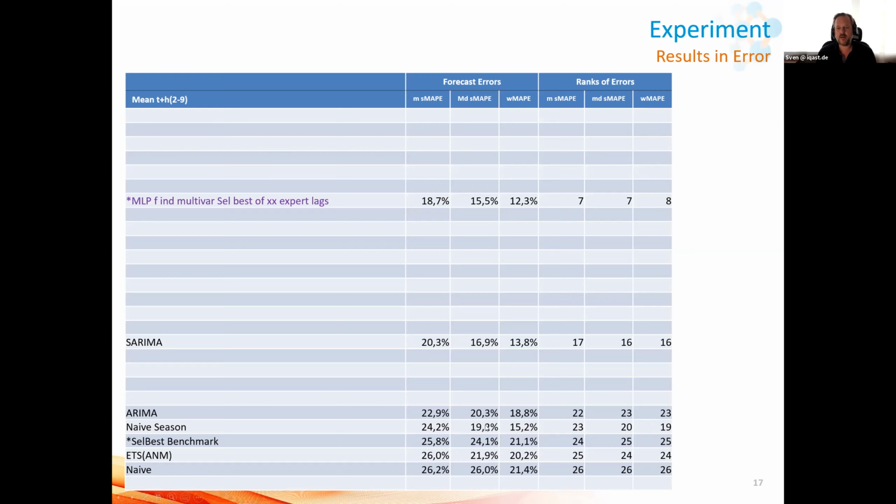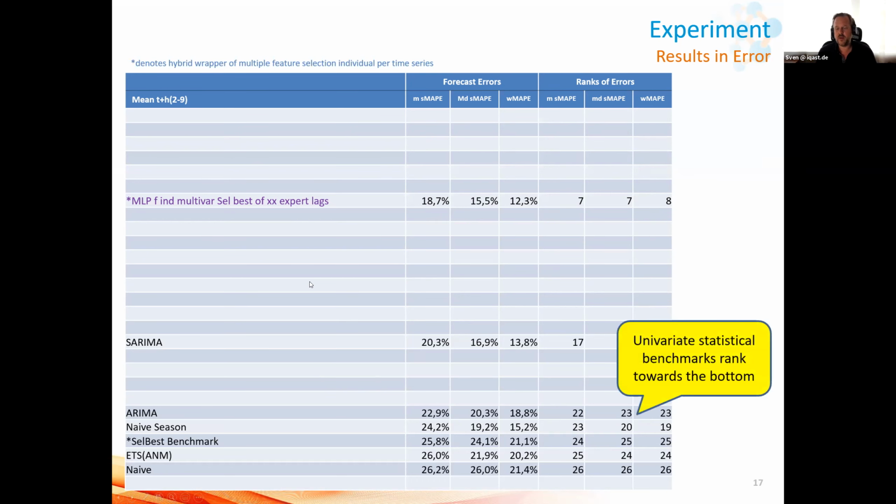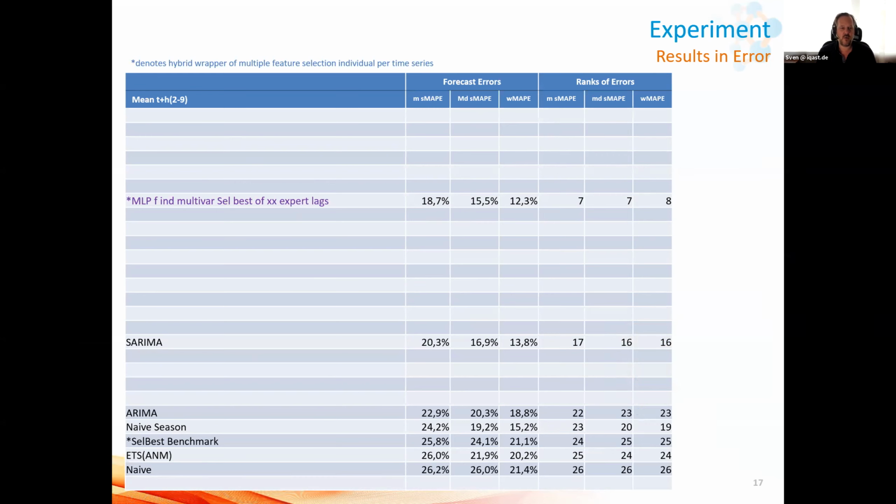You can see that all of this is ranked. So we have the name of the algorithm, and then we have forecast errors and ranks of the forecast errors. I'm showing you the mean SMAPE, the median SMAPE, the weighted MAPE, volume weighted MAPE, also important for the business, and then the ranks by that. And you can see they're sorted by mean SMAPE. So unfortunately, all our univariate statistical models are towards the end of it. That's good. I mean, it means that we're not completely on the wrong path when it comes to neural networks.